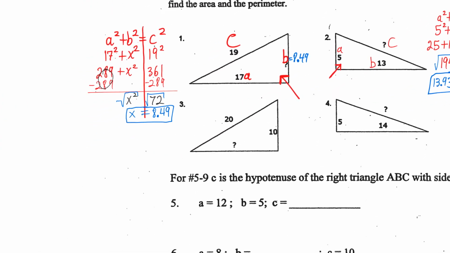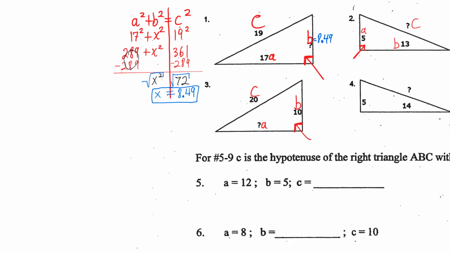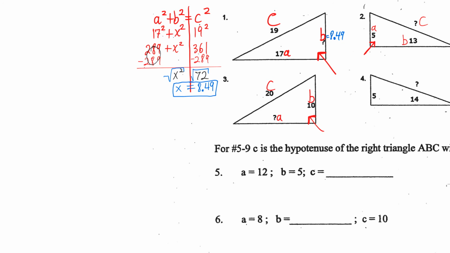Alrighty. Number 3, where's the right angle? Right here. Okay, it's like an arrow pointing towards that hypotenuse. So which one is the C? 20. And then A is going to be my unknown, the X, and B is 10. So A squared plus B squared equals C squared. So x squared plus 10 squared equals 20 squared.